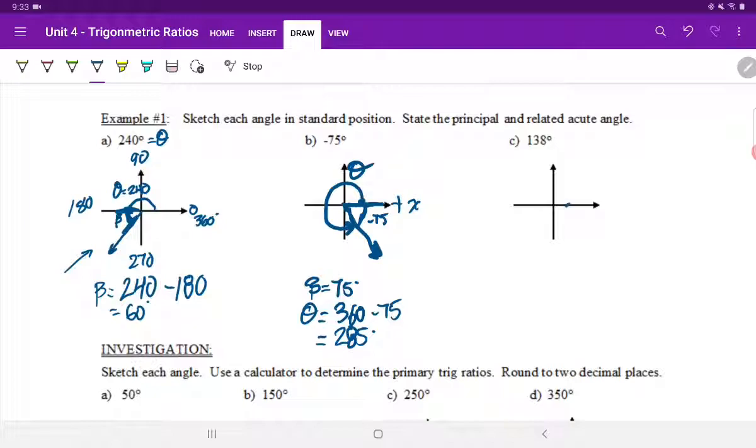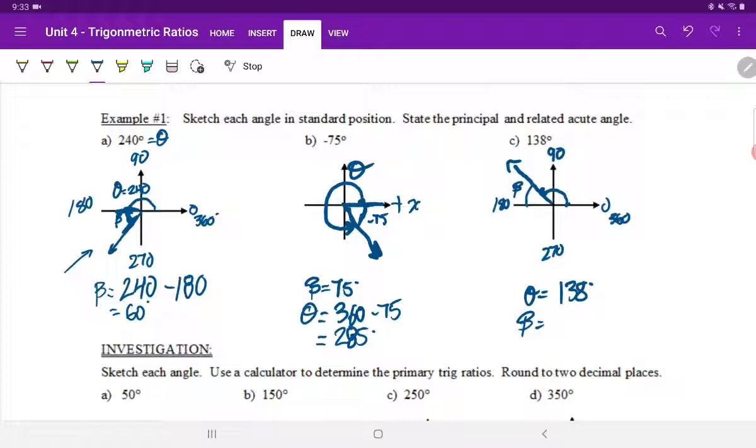138. So we're starting on the positive x-axis, going counterclockwise to 138, somewhere there, right? If this is 0, 90, 180, 270, and then 360, we're going to be in the second quadrant there. So theta, very simply, will be our 138 degrees. It's our principal angle going from our positive x-axis to the terminal arm. Our beta, however, requires a little calculation. How are we going to figure out that angle in there?